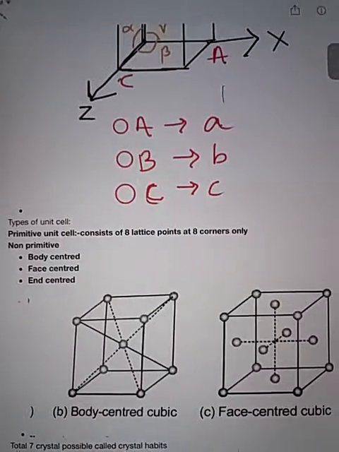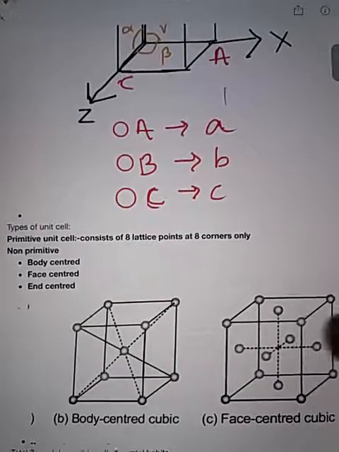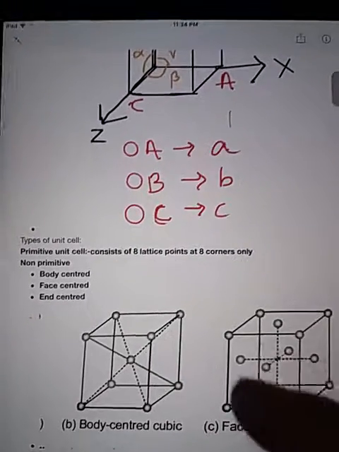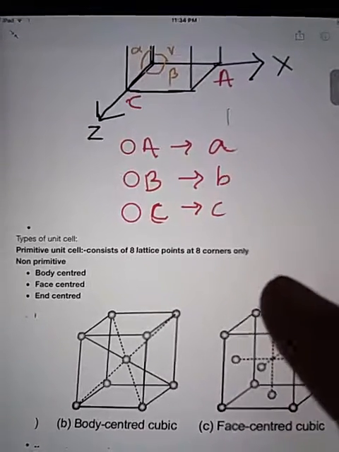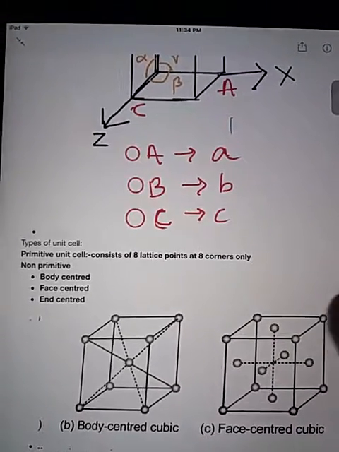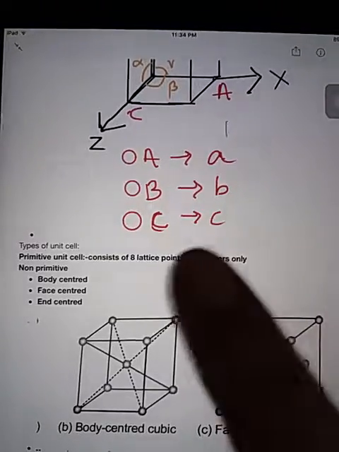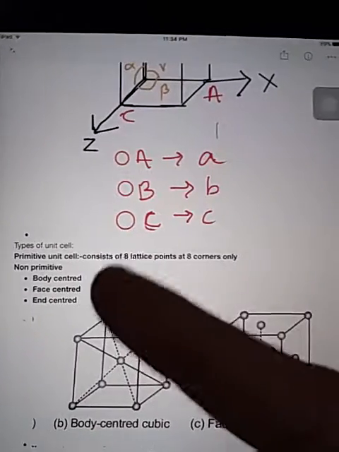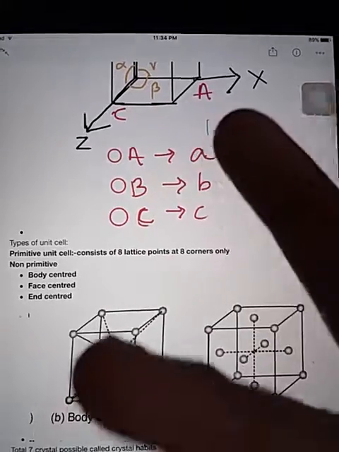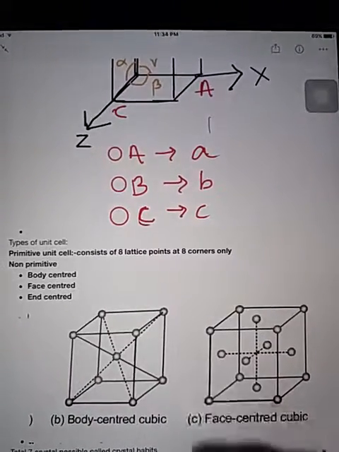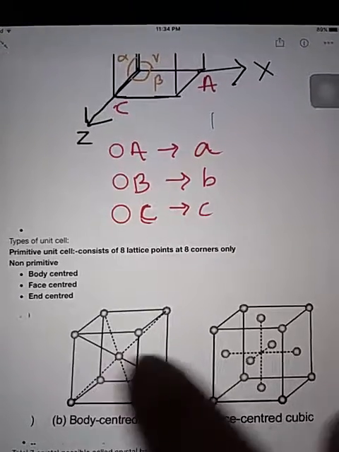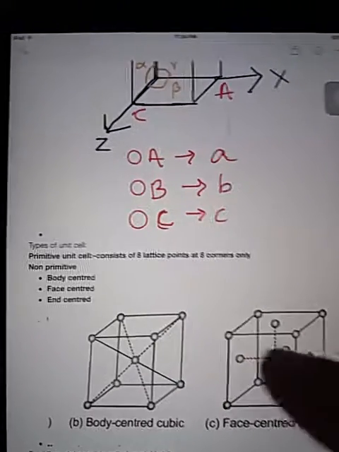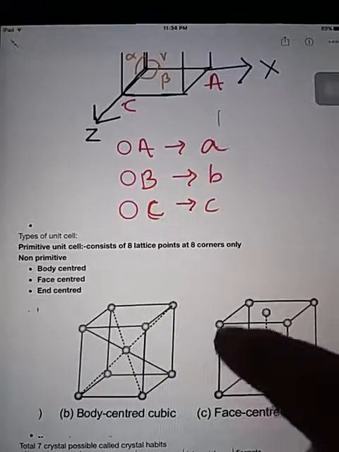Then types of unit cell. What are the types of unit cell? One is primitive, another one is non-primitive. In primitive unit cell, it consists of only 8 lattice points at 8 corners only. And the non-primitive one is divided into 3 parts. One is body centered and the face centered and the end centered. In body centered, only present at the corners. Only at the corners. At face centered, present at the corners plus present something at a face in between that.